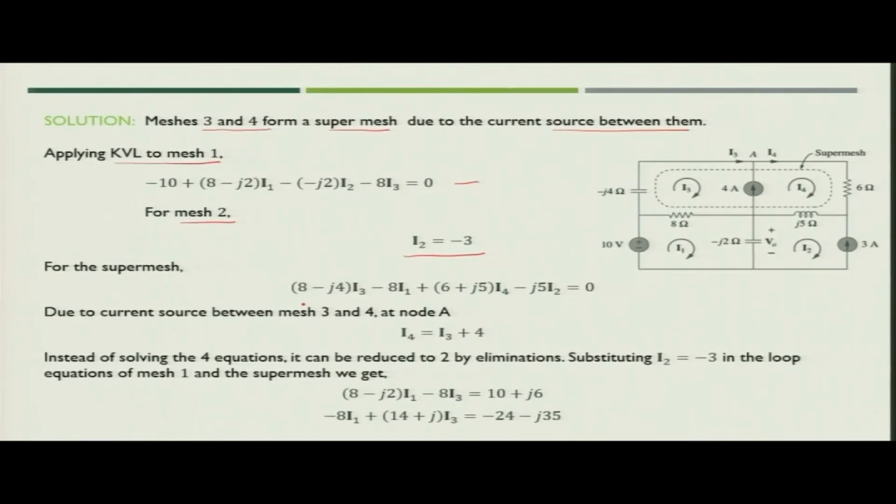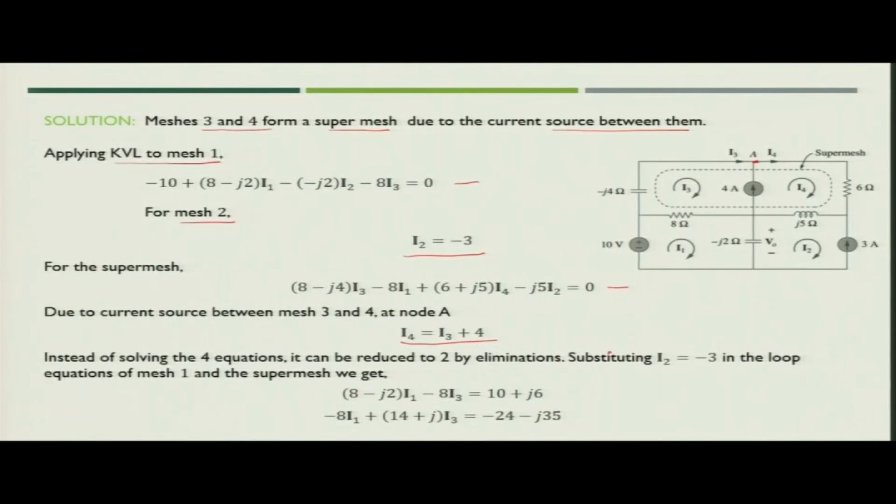So, for the super mesh, the third loop, you will get 8 minus J4 into I3 minus 8 I1 plus 6 plus J5 into I4 minus J5 into I2 equal to 0. So, this is what you get from the super mesh. And now, if you apply KCL at this node, you will get I4 is nothing but I3 plus 4.